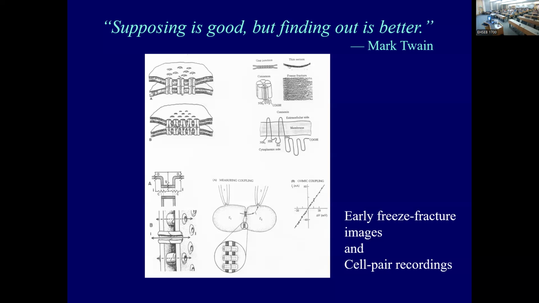Now we know that the intercalated disc is much more complicated. It has many regions, has many functions, in addition to conducting potassium through gap junctions. But for the purpose of this talk, the most important is this measurement and those experiments that were done in a preparation of cell pairs.